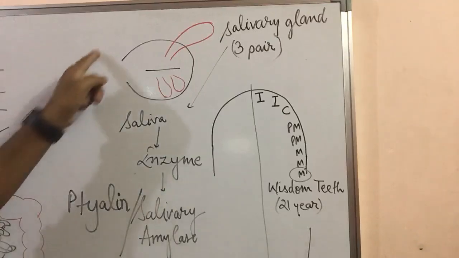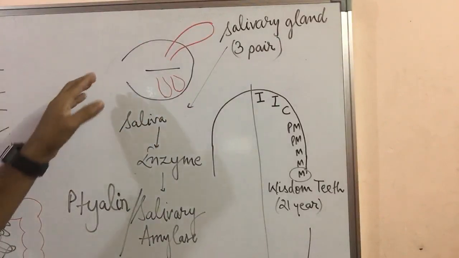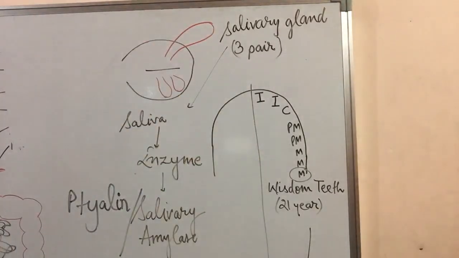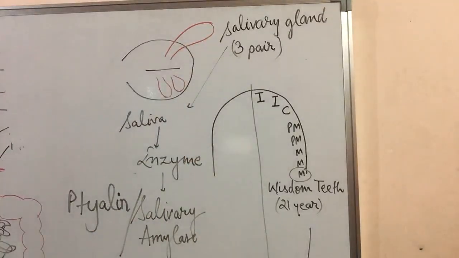So this is the first part of our alimentary canal, that is the mouth. This is the buccal cavity. Inside the buccal cavity there are three pairs of salivary glands. Many times a question has been asked regarding this, how many pairs of salivary glands are there. So there are three pairs of salivary glands in the buccal cavity.